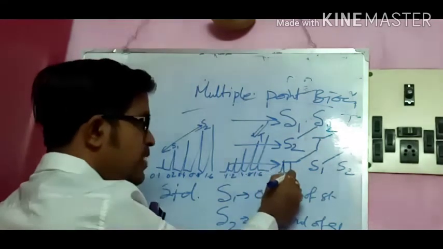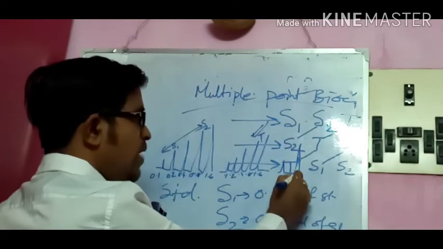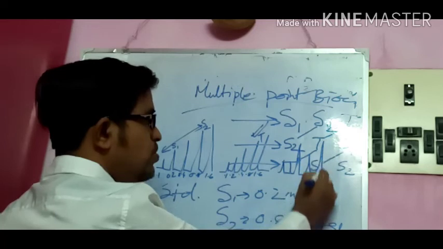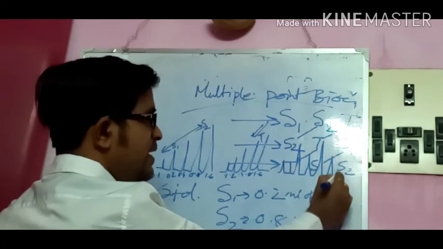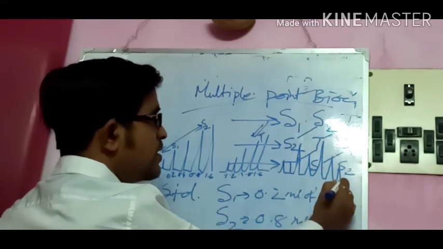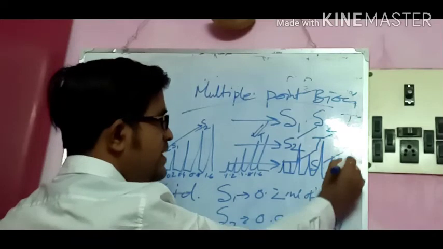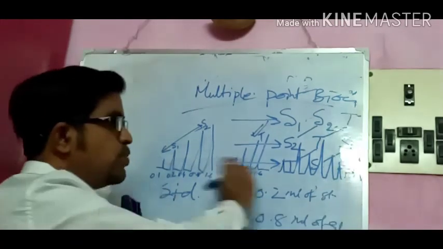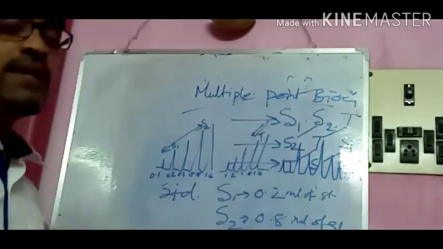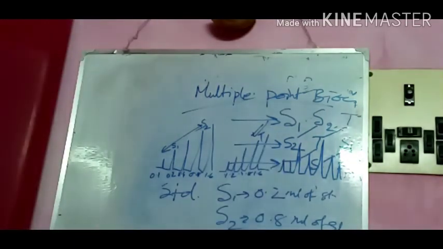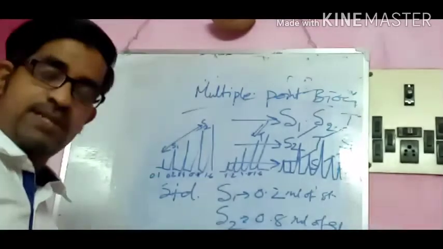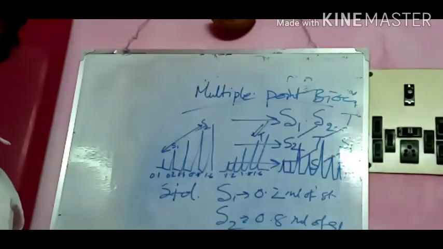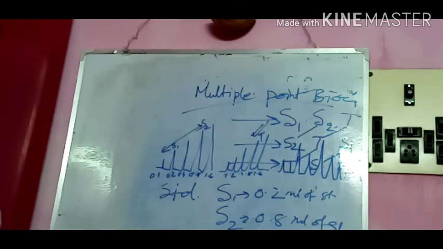Now you give the dose of S2. Now you give the dose of T. Once again S2, then T, then S1. Then lastly it will be T and S1 and S2. So 2 DRC along with 9 graphs. This is the 3-point bioassay. So minimum multiple point bioassay it is possible, that is 3-point bioassay.